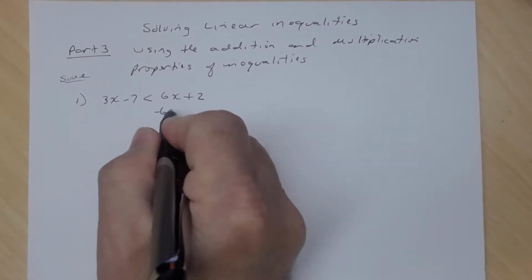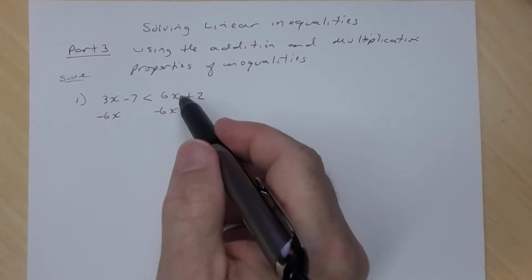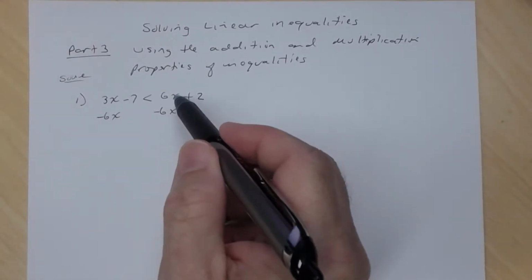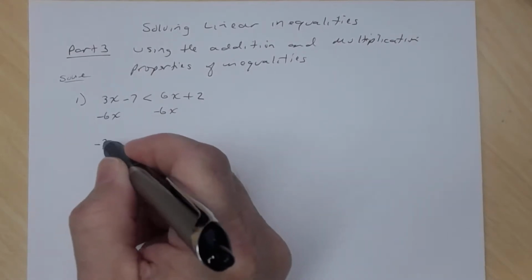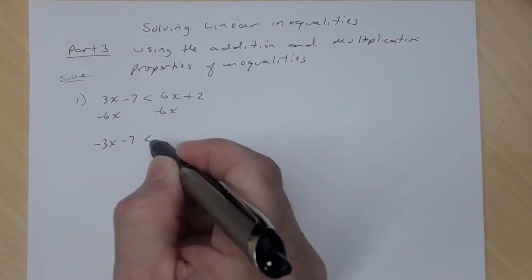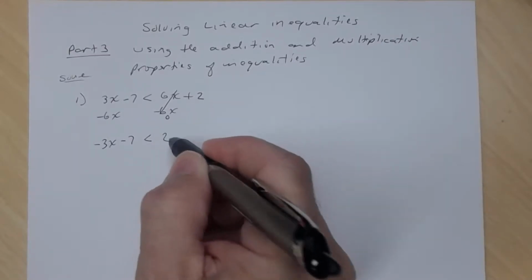So I'm going to subtract 6x from both sides. And then remember we're using inverse operations. Then I'm going to combine like terms. So 3x subtract 6x is a negative 3x, and then minus 7 is less than, and then 6x minus 6x is 0. 0 plus 2 is 2.